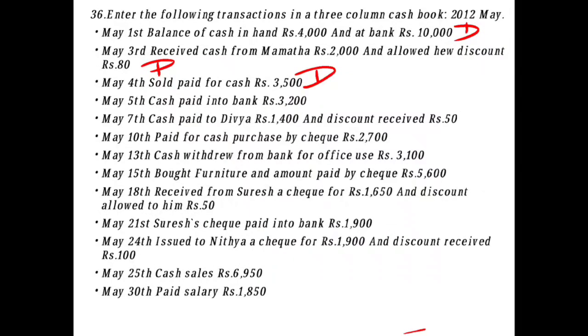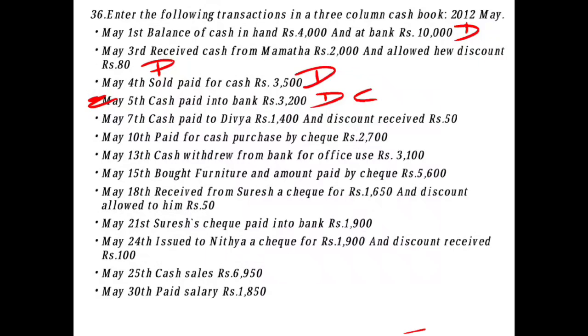Then cash paid into bank, which is a contra entry here. Okay, so cash paid into bank means both sides you should write, debit as well as credit. Debit side to the bank column because the banker is the receiver, and cash goes out, cash column credit side. Okay, bank column debit side you should record, cash column credit side.